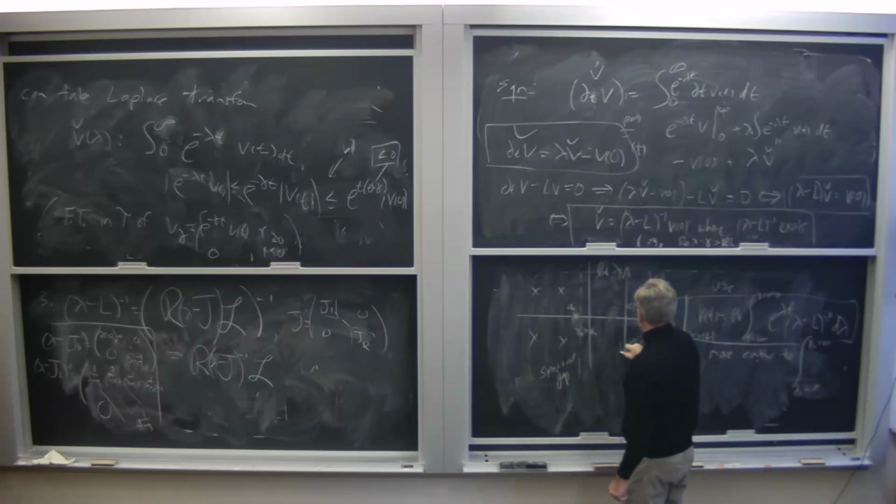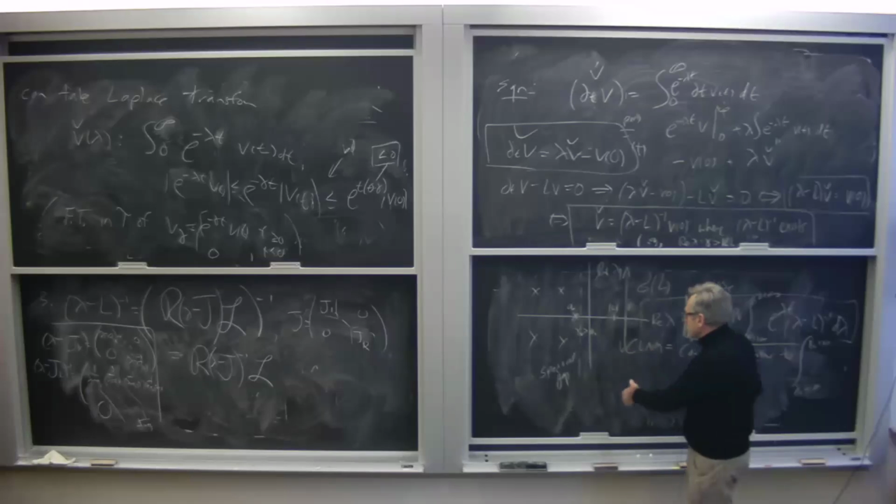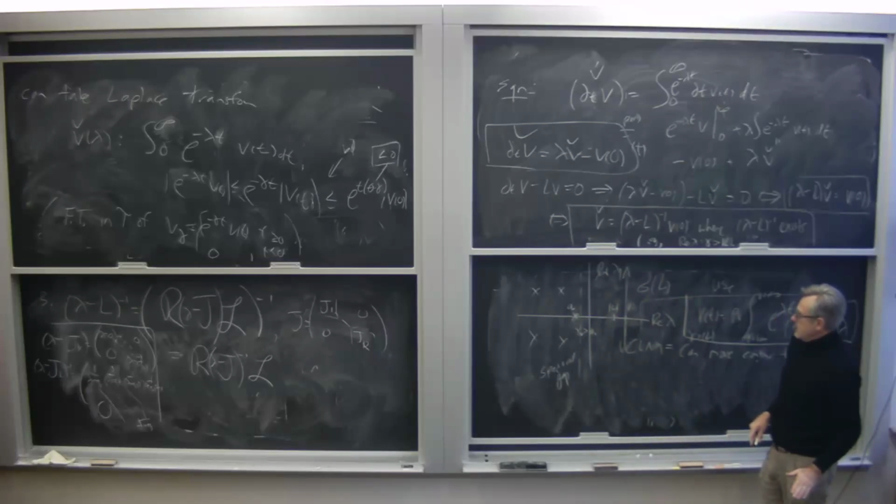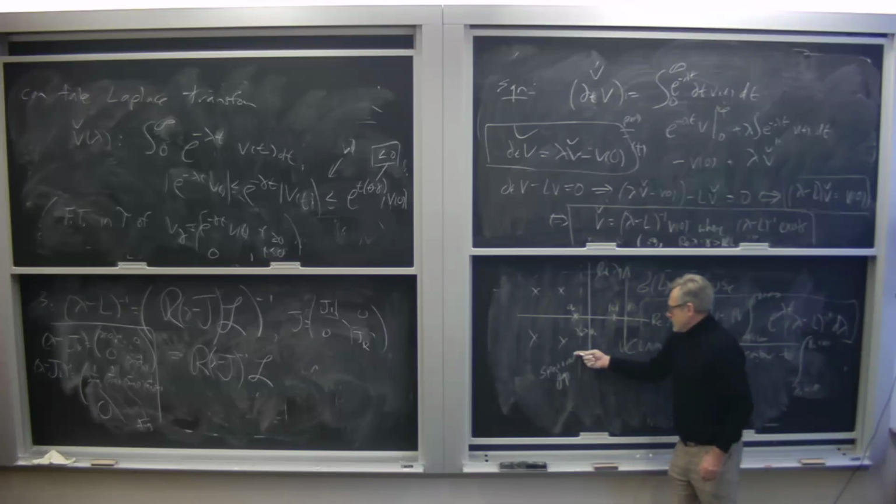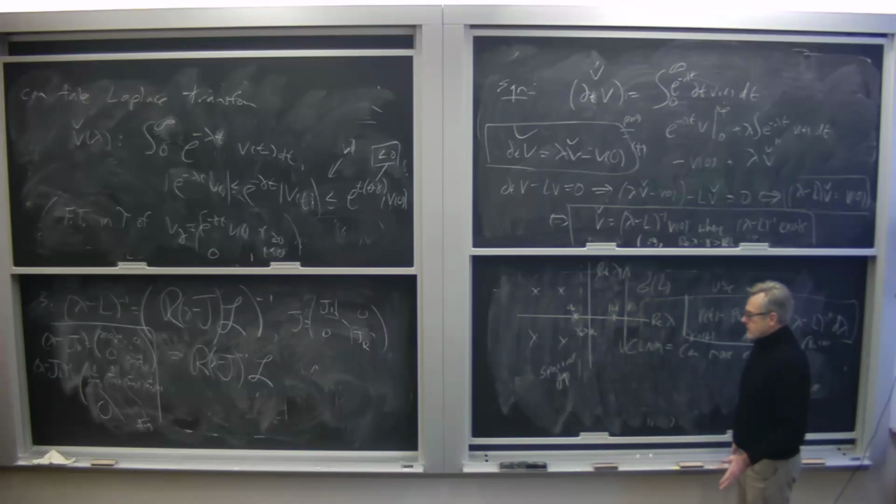This is the contour initially. Here's L. And here's the original gamma that we took, something out here, anything bigger than the operator norm of L. But I claim I can move. And how can I move?